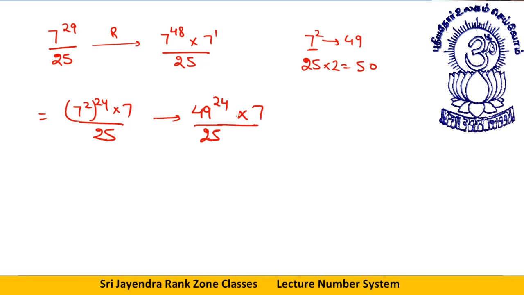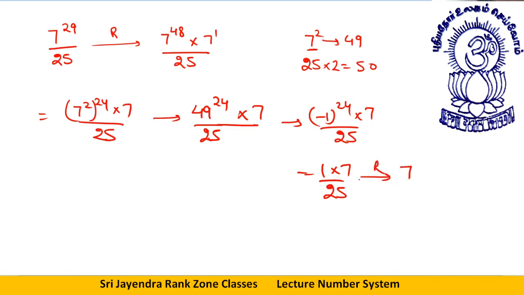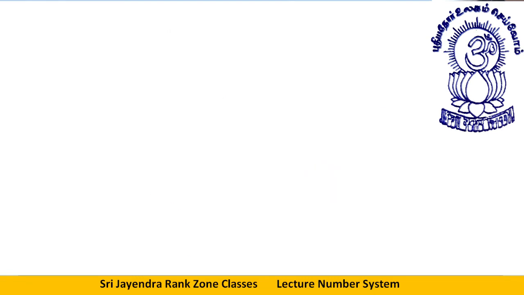Now this 49 is 1 less than 50. So I can say here the remainder will be minus 1 raised to the power 24 into 7 divided by 25, or I can say 1 into 7 divided by 25. So the remainder comes out to be 7. This is your answer. Now I am coming to explain to you a very, very, very beautiful rule, and I am sure you will love this rule. Okay, let me start.